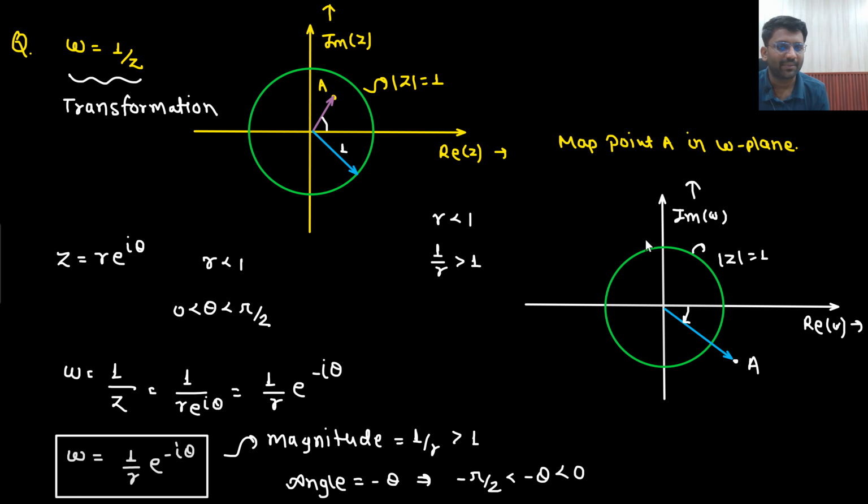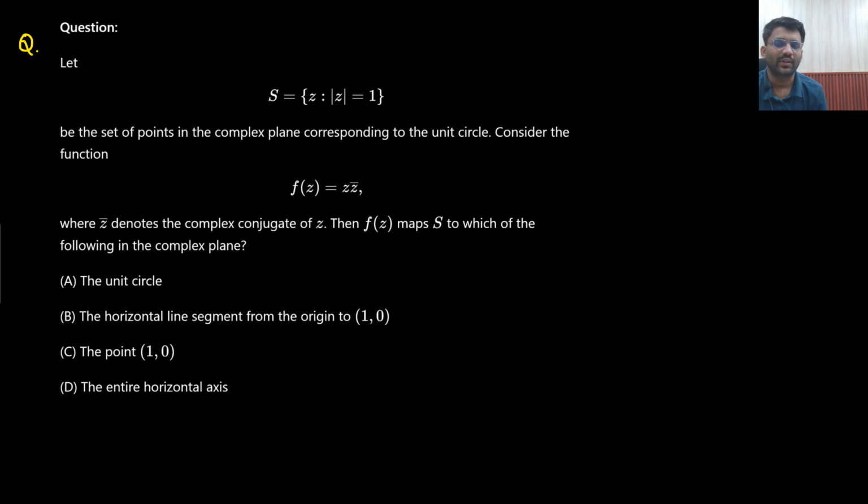This cannot be asked in MSQ, right? Sorry, this cannot be asked in NAT type. In the MSQ also it cannot be asked, it has to be asked in MCQ only. So this question will be asked in MCQ and this option would be there, you need to click on this option. Understandable? Let's go to the next question.